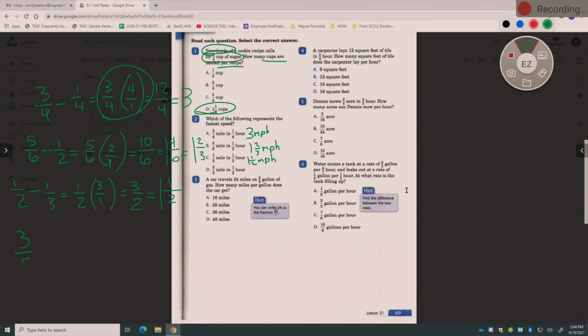Letter D, 3/5 divided by 1/2 is the same as 3/5 times 2 over 1, which is 3 times 2 is 6 over 5. And if we're going to make that into a mixed number, 5 goes into 6 one time with a remainder of 1, and my denominator stays the same. So, very clearly, the fastest speed is letter A.